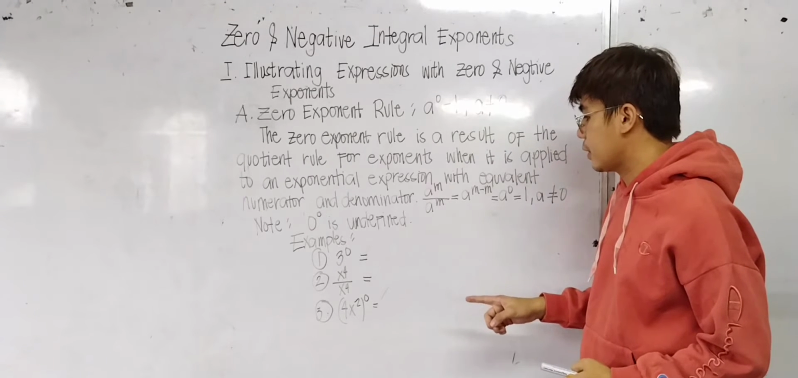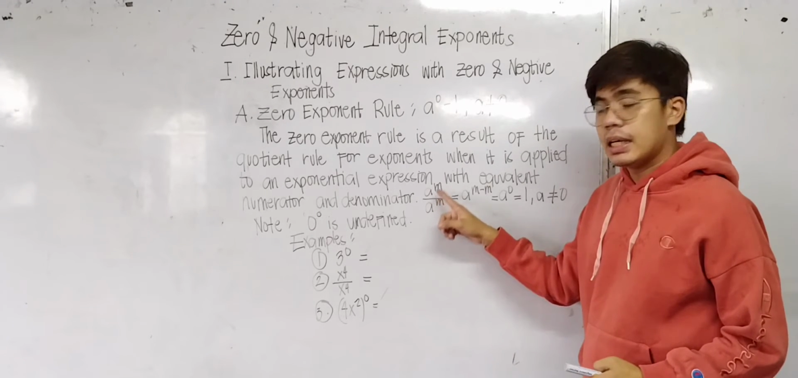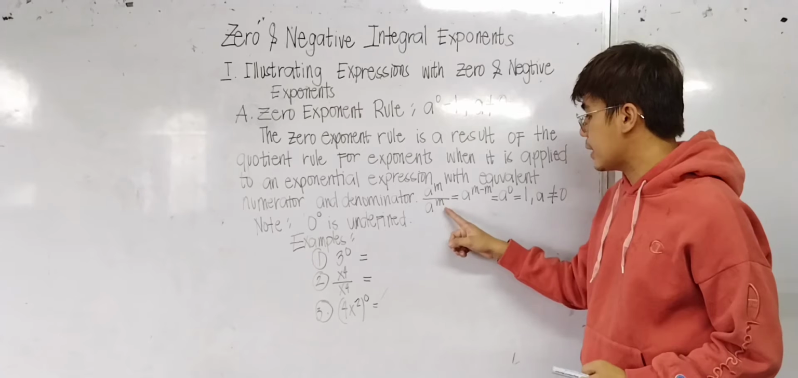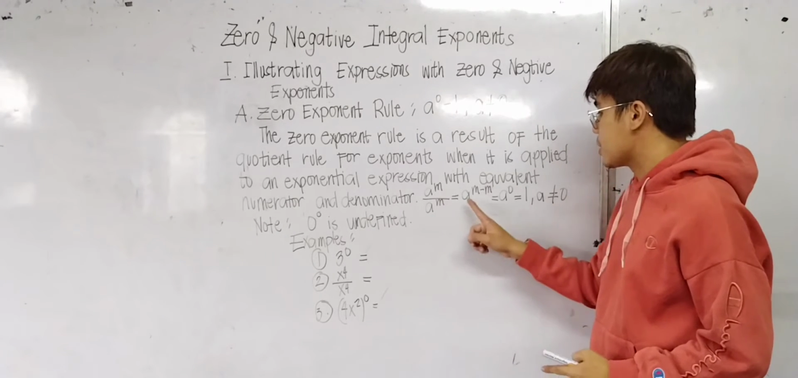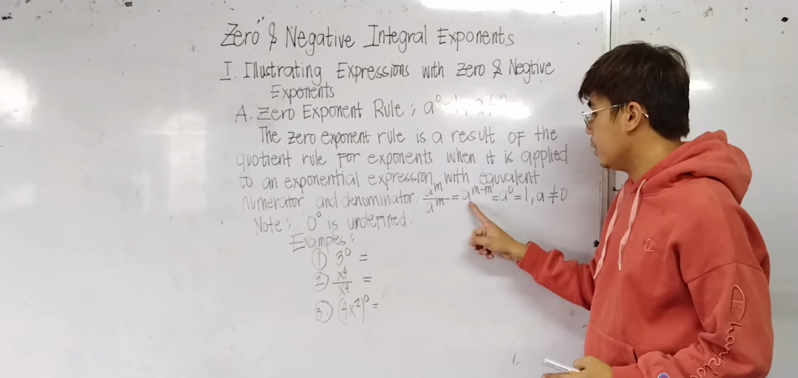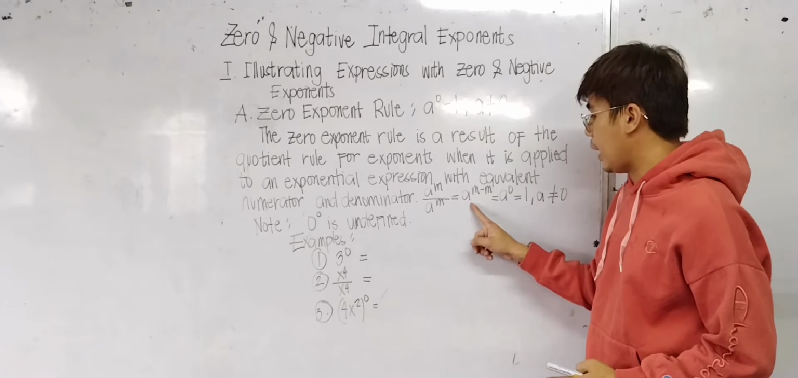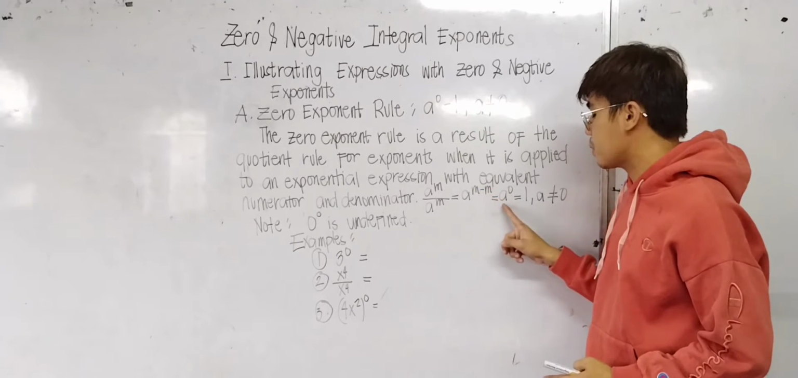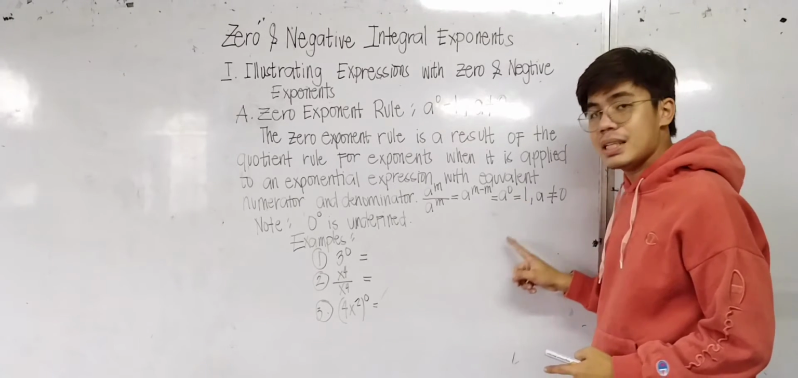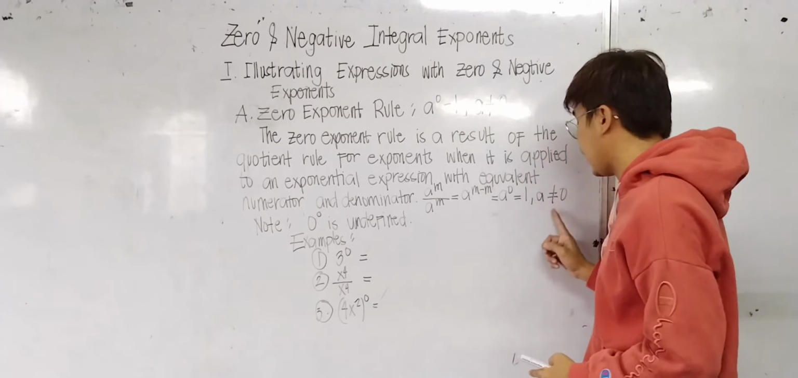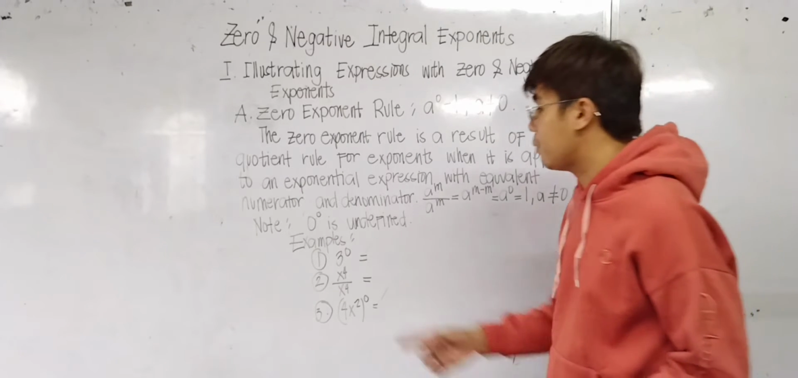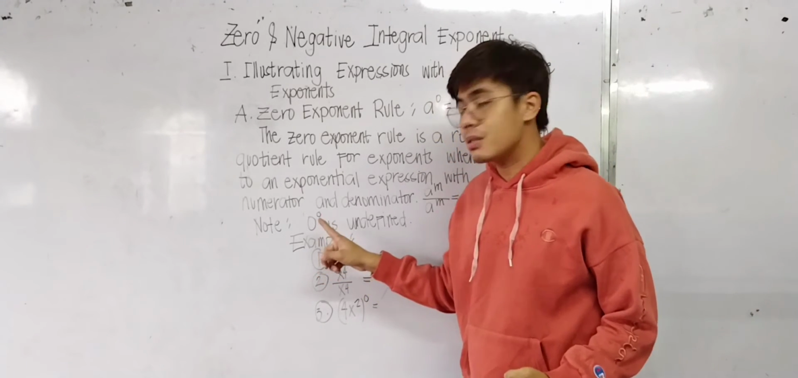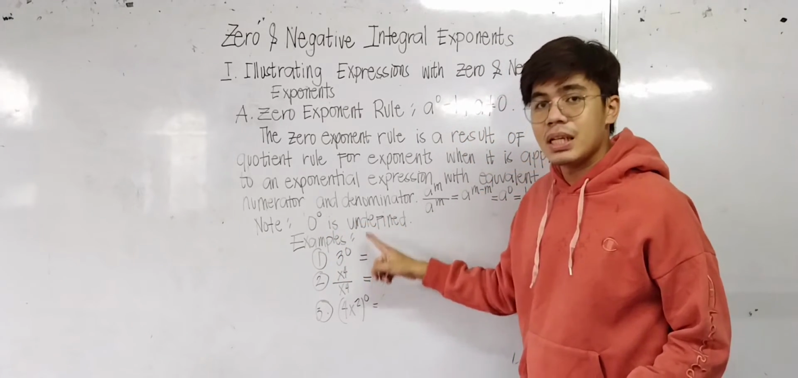So we have here a given a raised to m over a raised to m. That means they have the same base and the same exponent. So we have here the quotient rule of exponents. So we have a raised to m minus m. So we have a raised to 0 that is equal to 1, where a is not equal to 0. We need to take note that 0 raised to 0 is undefined.